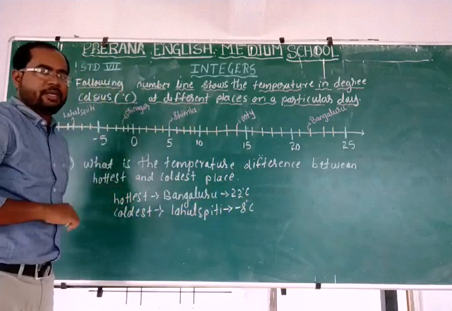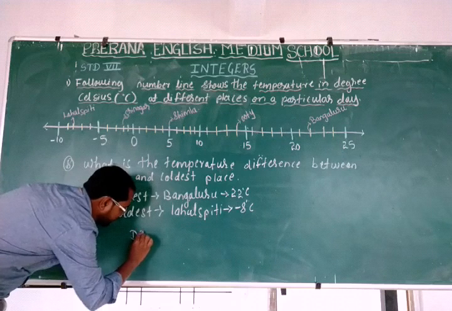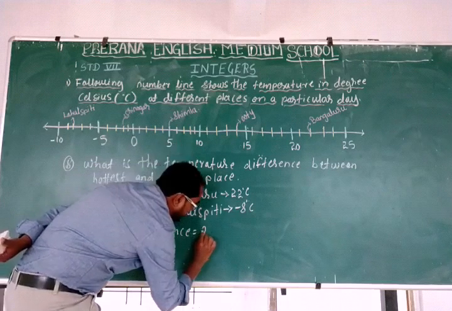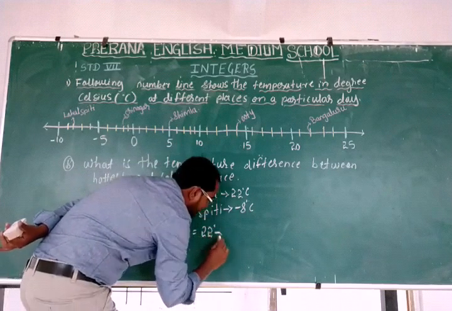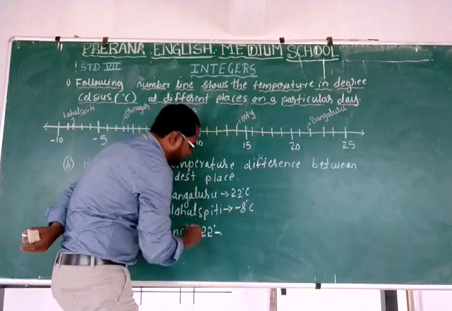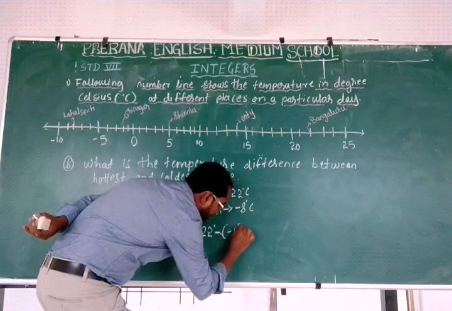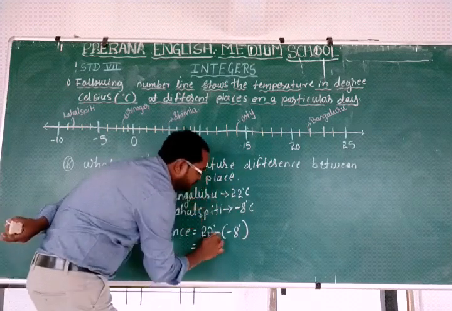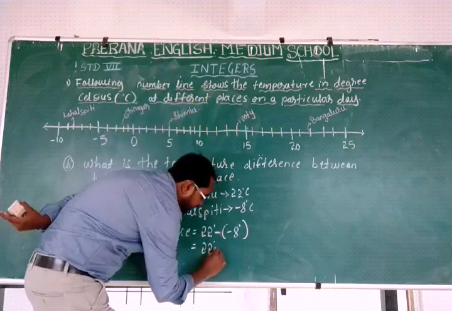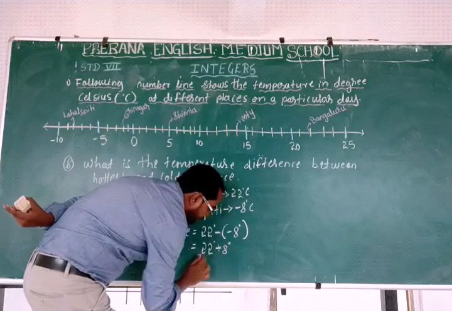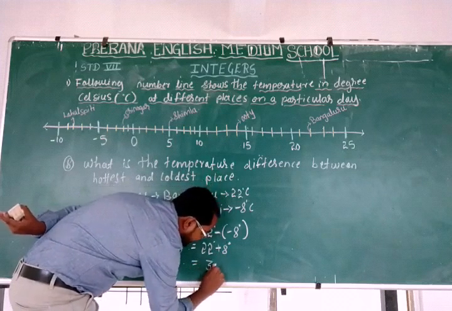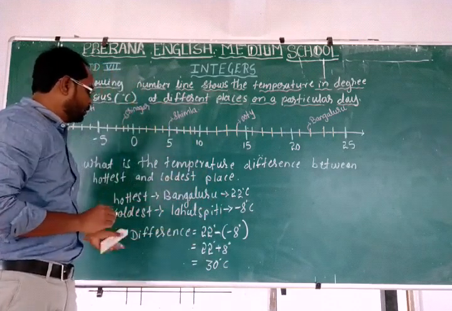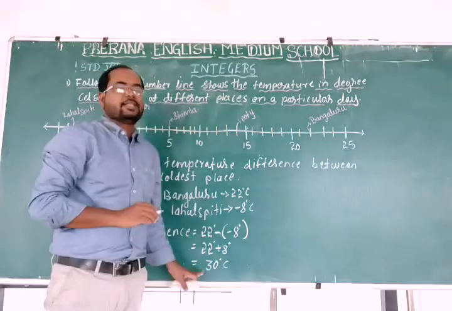So we have to find the temperature difference. Difference means we have to subtract. Difference is equal to 22 degrees minus, how much is the temperature here? It is minus 8, right, in a bracket, minus 8 degrees Celsius. So it will become 22 degrees, minus into minus will be plus over there. It will become plus 8 degrees. 22 plus 8 will be 30 degrees Celsius. So the temperature difference between the hottest and coldest place is 30 degrees Celsius.